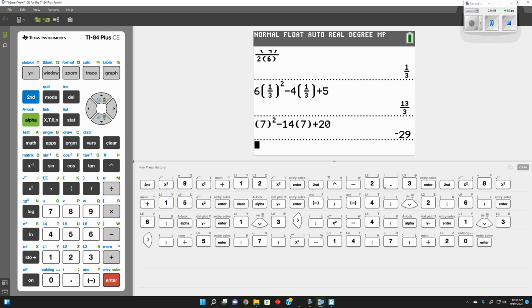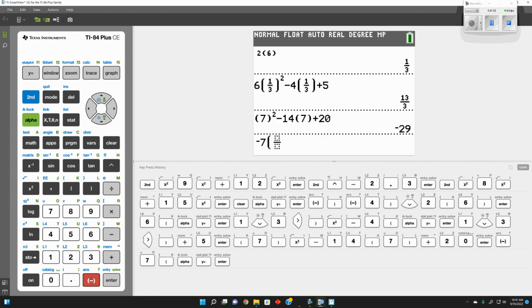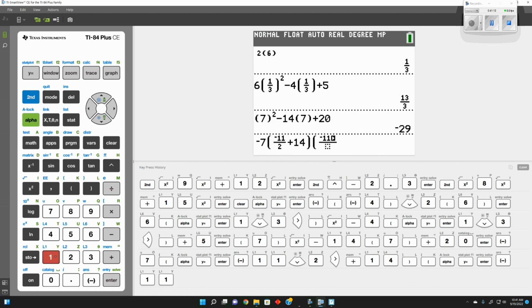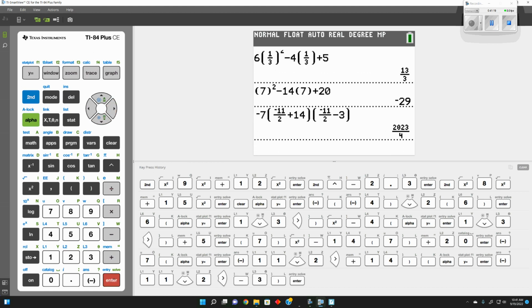So I'll go back to it here in a second, because we have negative 7 times alpha, y equals, enter, negative 11 over 2 plus 14 times negative 11 over 2 minus 3, enter, and we get 3 over 4.